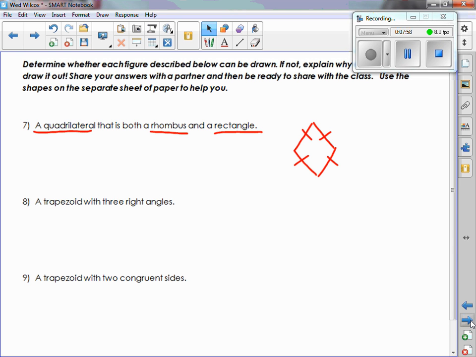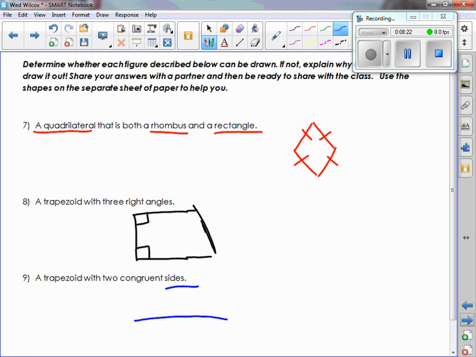A trapezoid with 3 right angles. A trapezoid I can draw with 2 right angles, but the other one would have to be slanted. So no, I could not draw one with 3 right angles. A trapezoid with 2 congruent sides, yes, I can draw that. These 2 sides can be congruent.